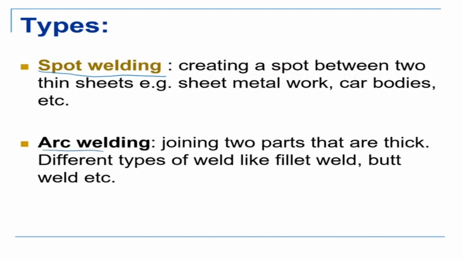The second type of welding that is done is arc welding, where you are joining thicker sections. This is more in the case of railways, where you are using very heavy sections. Railway and shipbuilding commonly use it. Railways require very thick sections. Shipbuilding is another one where you have to weld very thick sections using arc welding.